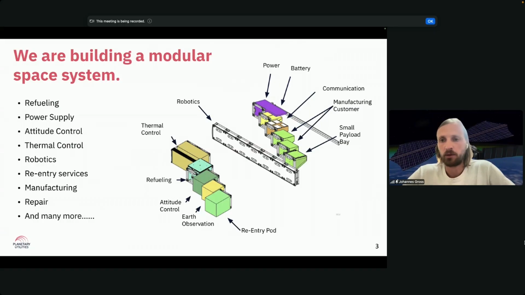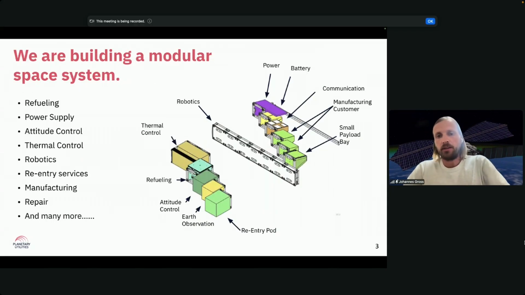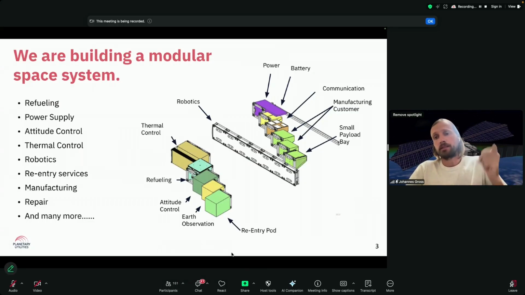Much like in the software world, Dockerization has helped a lot in making things more modular. The system you're looking at here is a large modular space system. The individual modules are 1 cubic meter in size, 1 kilowatt in power, 1 ton in mass. It's CubeSats for Starship, basically. In the center there's a backbone called Nexus, and it can host these modules. The specific part about this system is that the modules also contain the subsystems.